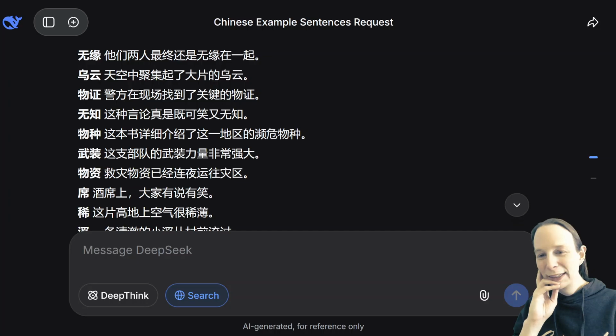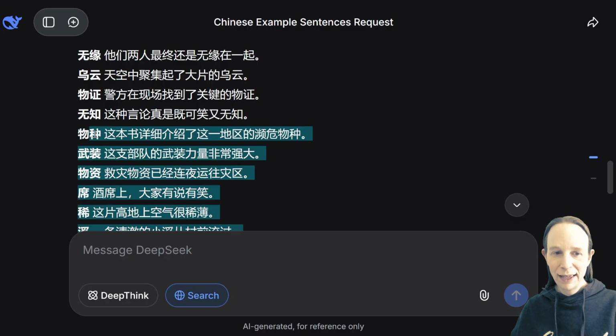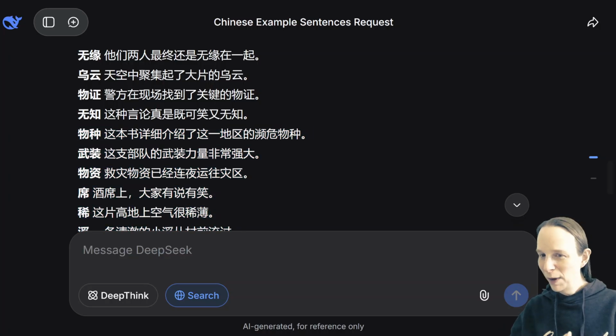All right, 物种. So here, 物 would be, what would it be? I don't know. 物种, it's species, right? Yeah. So there's 物种 and there's 品种. What's the difference? Maybe one is species and one's like cultivar or something like this.